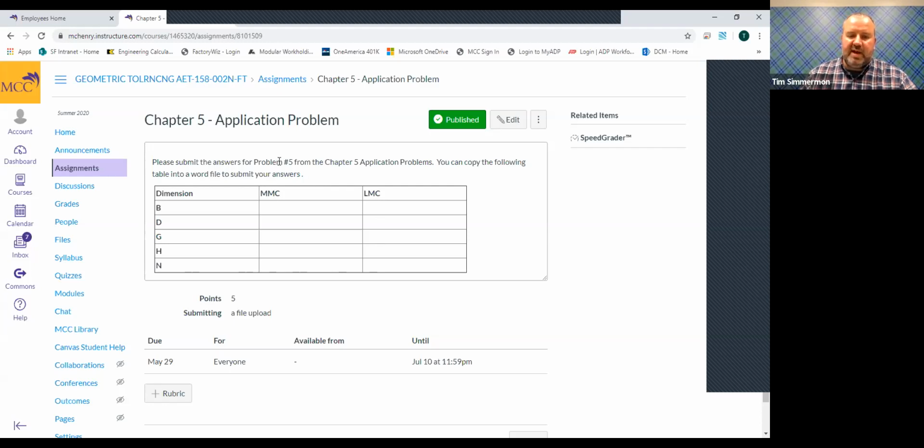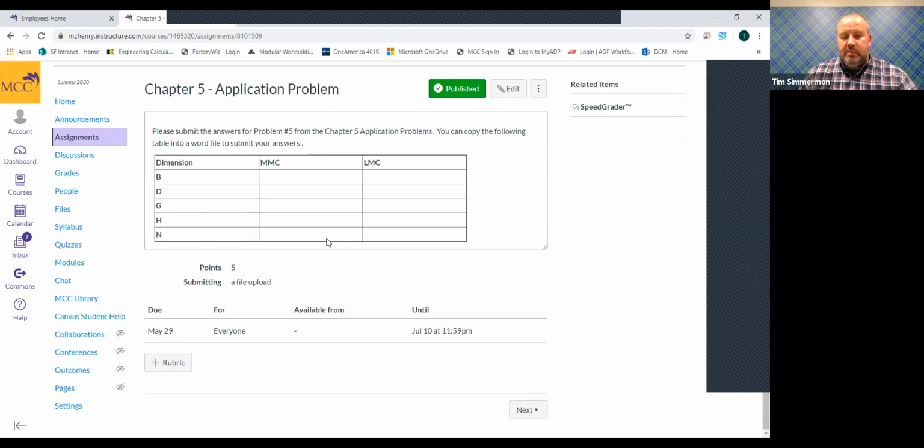Go to problem number 5 in your book for Chapter 5, and it'll explain everything as far as what you need to fill into these tables here. You'll be able to submit it as a file upload, Word document, Excel document, whatever you choose. I'll be able to take a look at it, and you'll put the information in there.